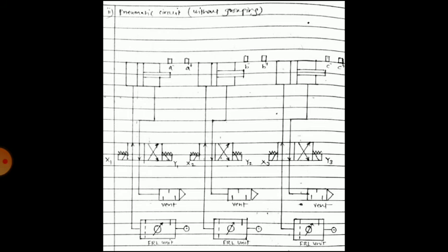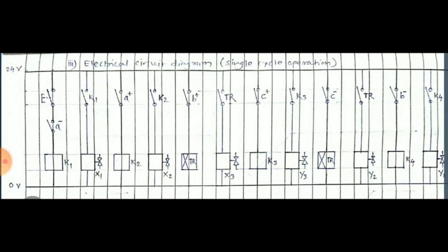When it reaches B plus, you can see here the fifth vertical line. So the B plus switch gets activated, then a delay is required. You can see in the sequence, a delay is required. So a timer is placed in the circuit, and B plus will activate the timer.